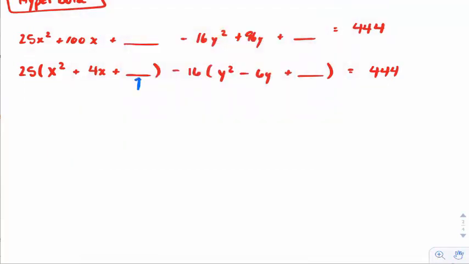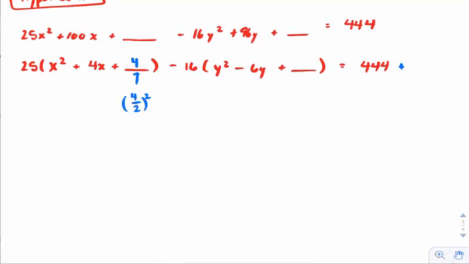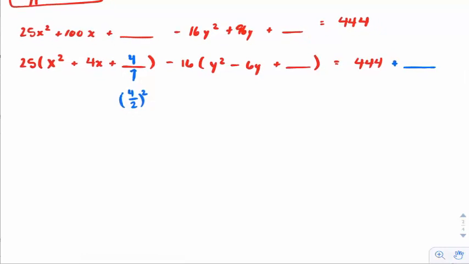So here I'm going to have b over 2 squared, so 4 over 2 squared. So that's 2 squared, which is 4. Now be aware, since I added 4 on the left-hand side, on the right-hand side, I'm going to be multiplying 25 times 4. Again, the reason for that is this 4 is being multiplied by 25.